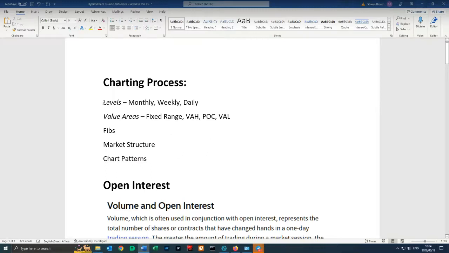Using all of these things, I try and find some kind of confluence, because using just levels, just value areas, just fibs, just market structure and chart patterns doesn't work for me. I find trying to find a kind of confluence with all of these levels is what really works for me.